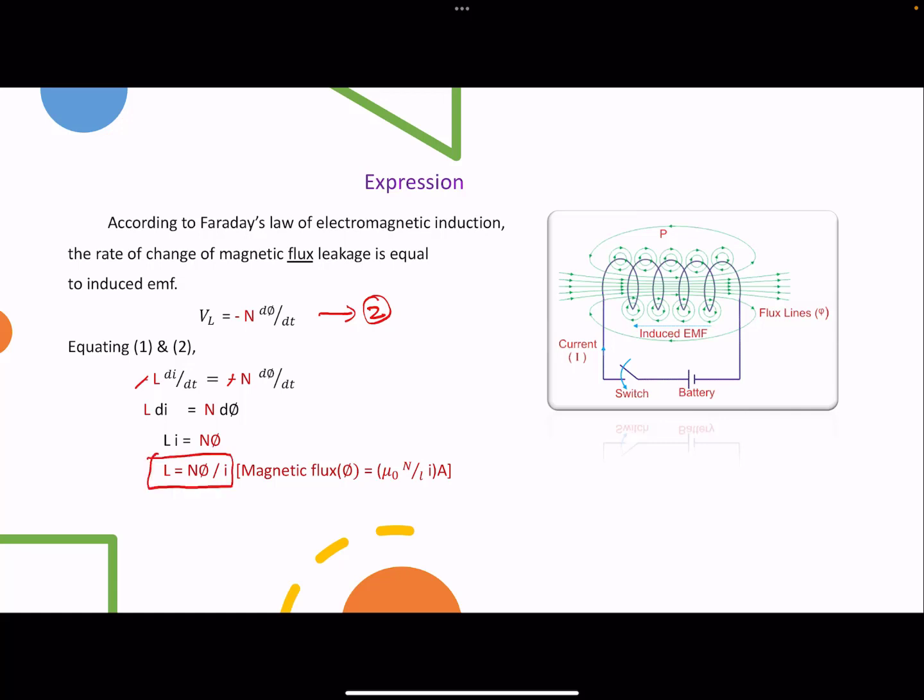But since we know that the expression for magnetic flux phi is equal to mu naught into N by L into I into A, now by substituting this magnetic flux value, we get the final expression for the self-inductance as L is equal to mu naught into N square into A by L. So this is the expression for the self-inductance.